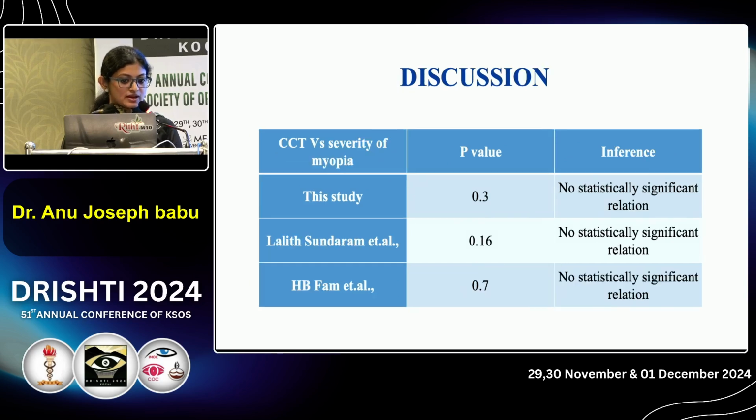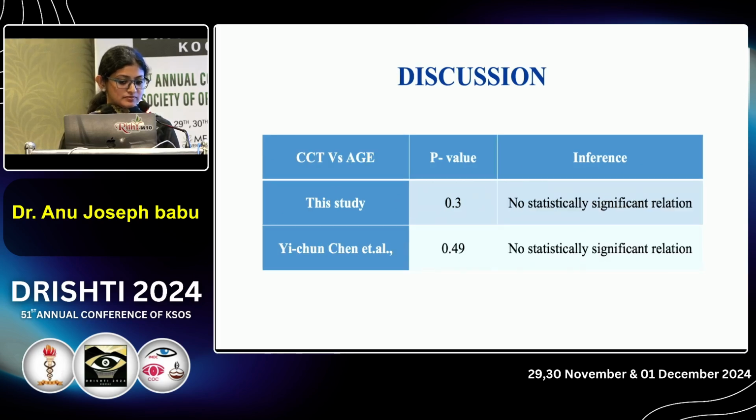Comparing CCT with the severity of the myopia, in our study there was no statistically significant relation between CCT and severity of the myopia. A study conducted by Lalit Sundaram and HB Pham et al. also shows that there is no statistically significant relation. And comparing CCT versus age, in our study it was not statistically significant, and a similar study done by Chen et al. also shows no statistically significant relation.